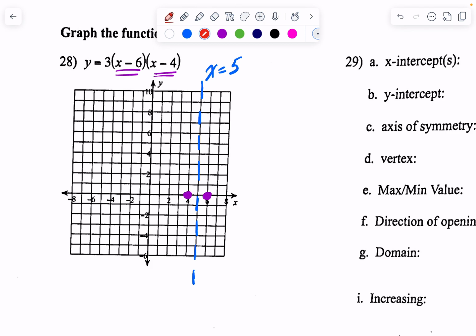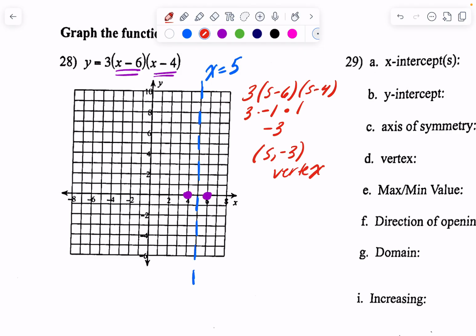That's how functions work. If you're like, what's the y value at that x right there at 5? You go plug in 5. That's how functions work, my friends. So that'd be 3 times negative 1 times 1, which would be negative 3. So 5, negative 3 is the vertex. 1, 2, 3. And it opens upward because this is positive.